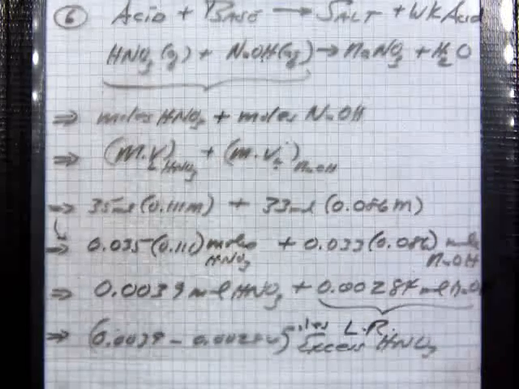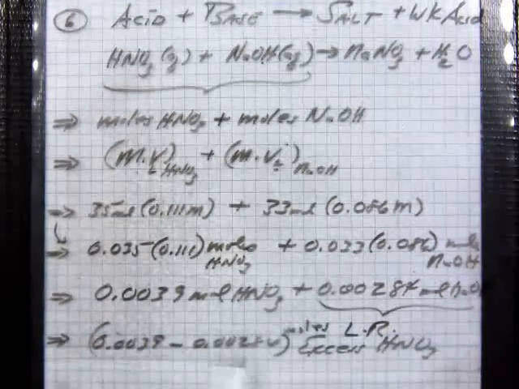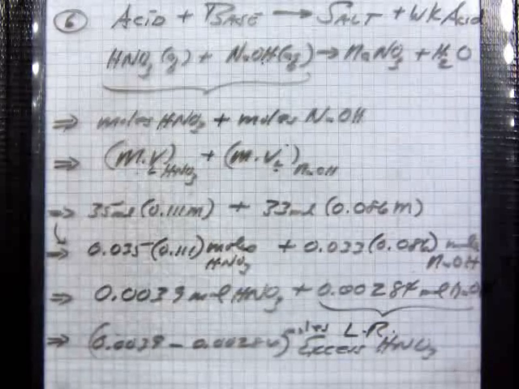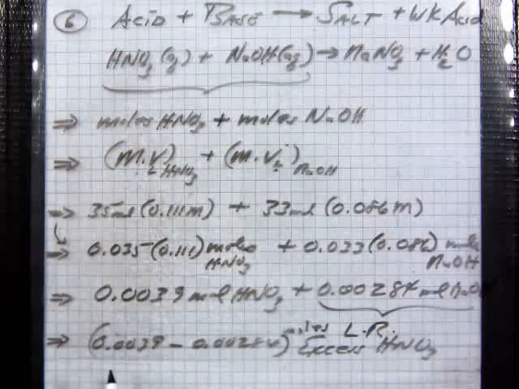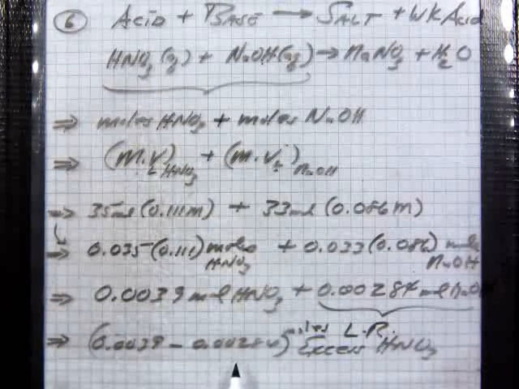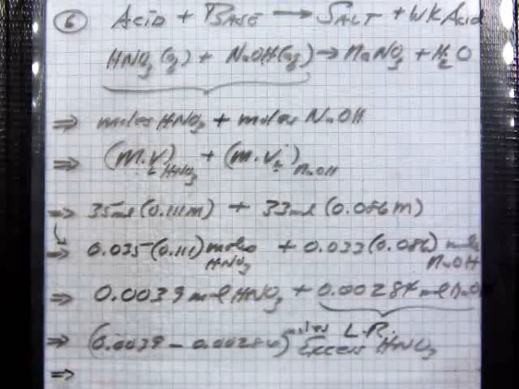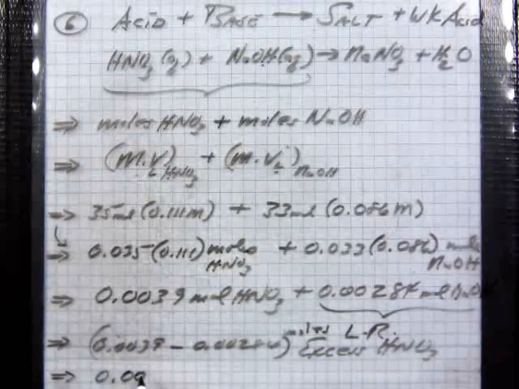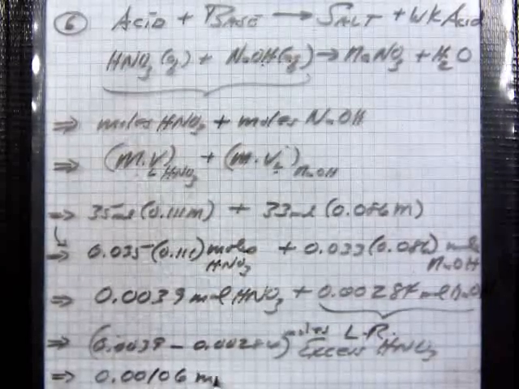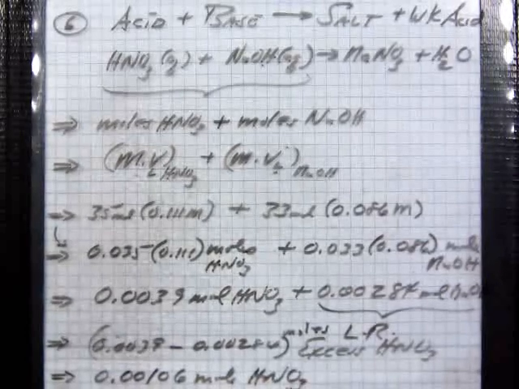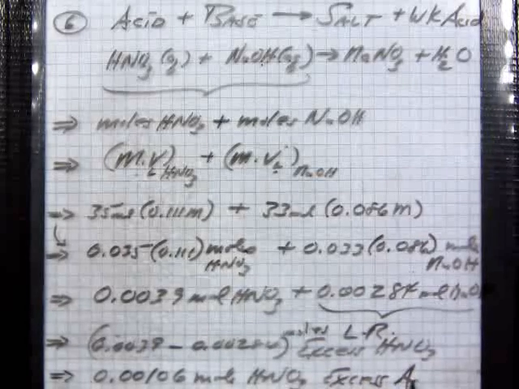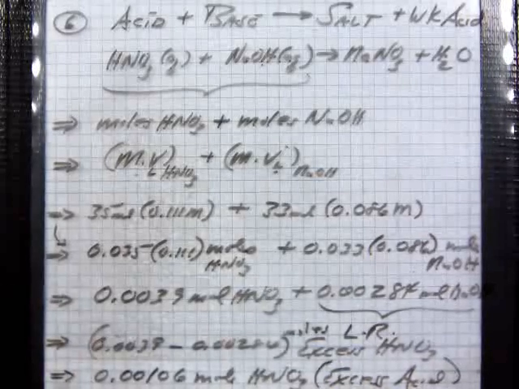So down here, I took the difference in those two because the sodium hydroxide is gone, and I used up only that much of the nitric acid, and so this leaves me with an excess of 0.00106 mole of HNO3, excess acid. So the final solution in the mix is going to be acidic.